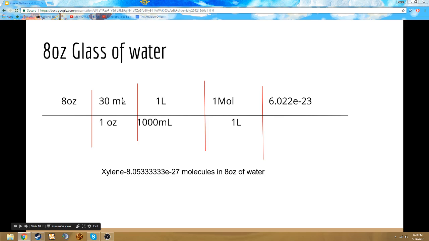We go from ounces to milliliters, milliliters to liters, and we have our moles to liter conversion factor, and we have 6.02 times 10 to the 23rd molecules per mole. And when we do all this math, we get this number right here.